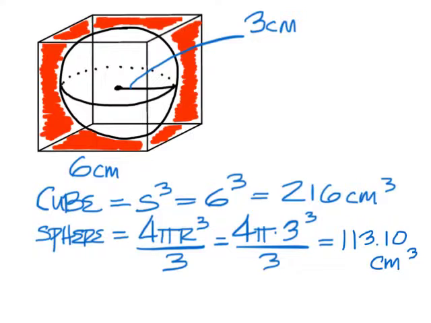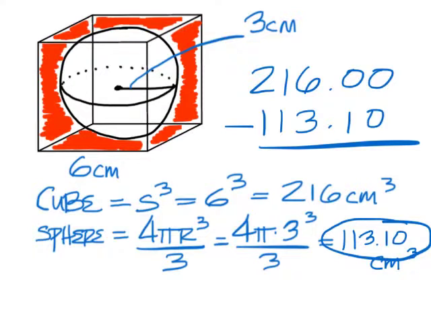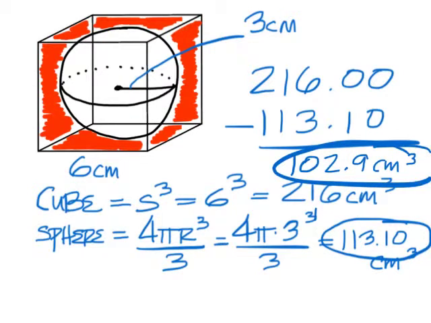And what we'll do on these problems and any problem before this, anytime you're finding the volume of something inside and it comes out to be a decimal, just round it to the hundredths place and then go back and subtract. 216 minus 113.10 should come out to be 102.9 centimeters cubed. That's the volume of the red region.